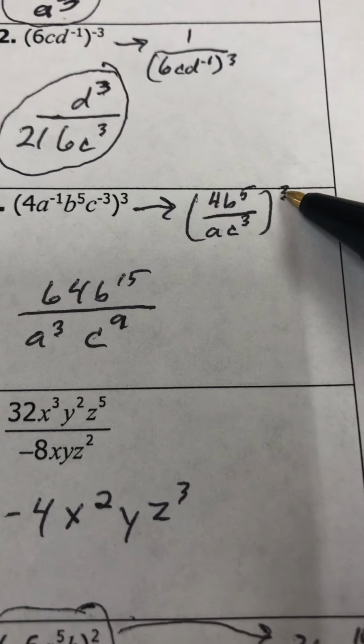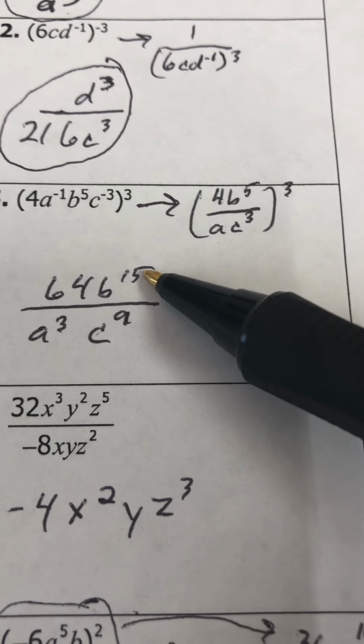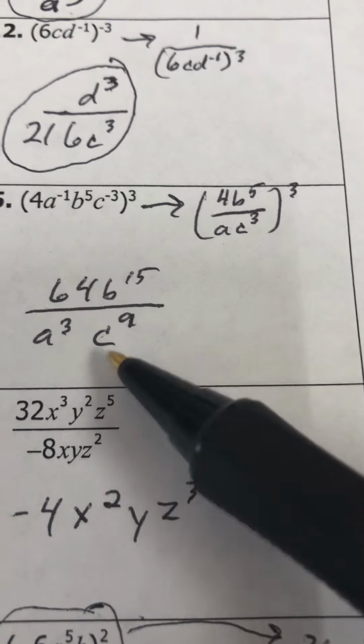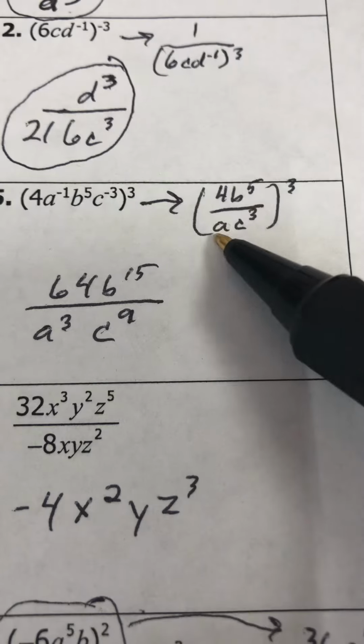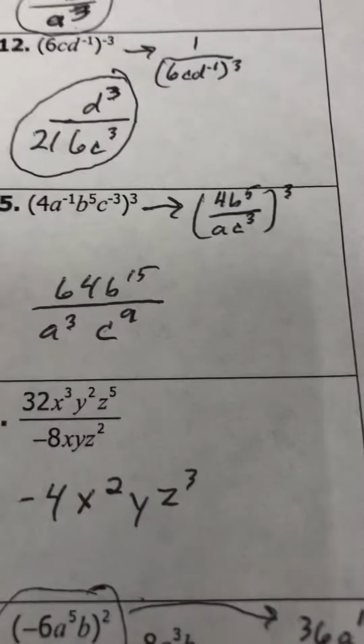4 to the third power is going to be 64, and then 5 times 3 is 15. So that's my b exponent now. And then I do the same with down below. 3 times 1 is 3, and 3 times 3 is going to be 9 for my c.